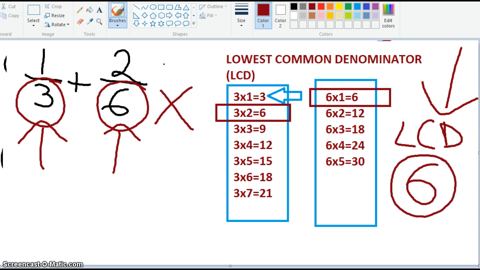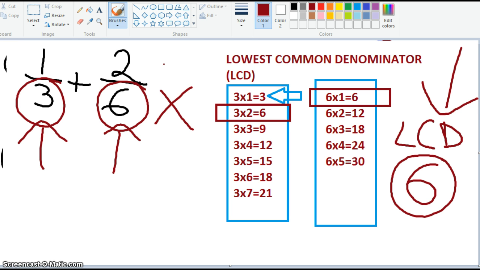So for the 3 denominator, I simply wrote out the multiplication table for 3, or a couple of entries, as you see here: 3 times 1, 3 times 2, 3 times 3. I did the same thing for the 6. And I looked to see where is the first instance of an answer that exists both in the multiplication table for 3 and for 6. In this case, it happens to be the number 6, because 6 times 1 is 6, and I also have 6 on the left as 3 times 2 is 6. So my lowest common denominator is 6.